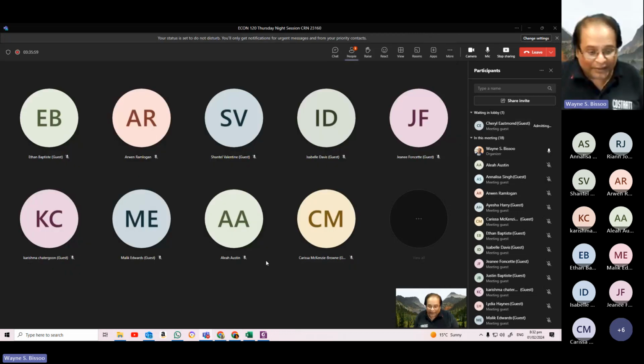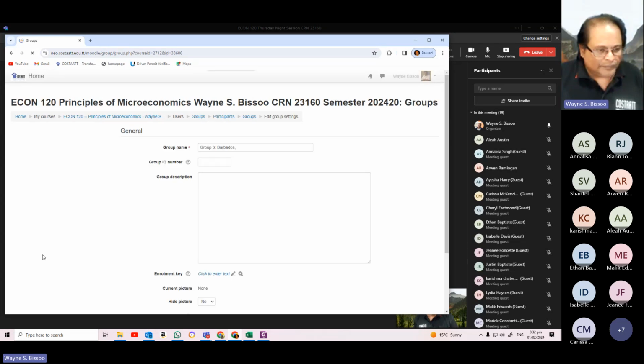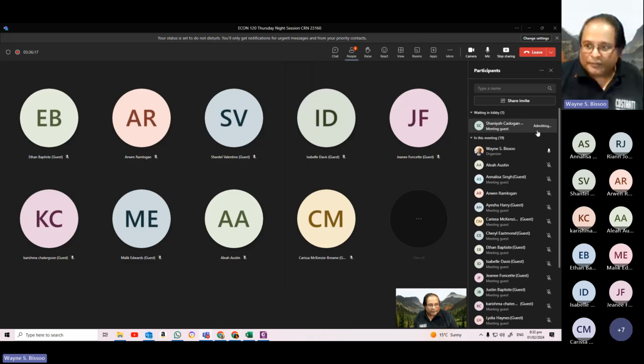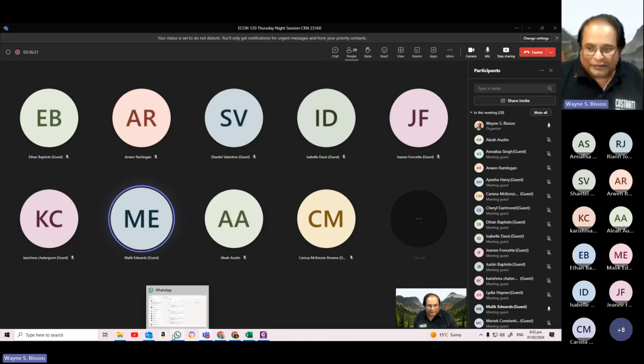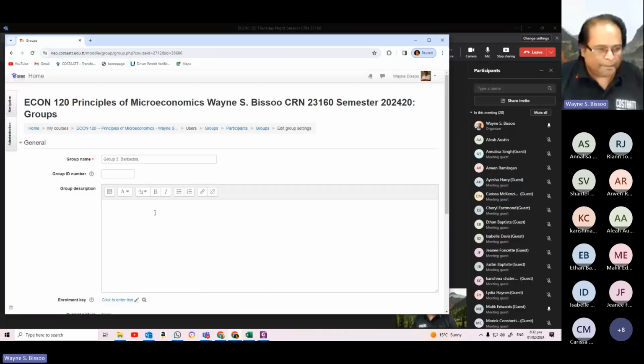Miss Eastman is coming back in. Well, Miss Eastman is with this group. So any updates on group three? Cadogan is coming back in. So you choose one from CARICOM and one from outside.